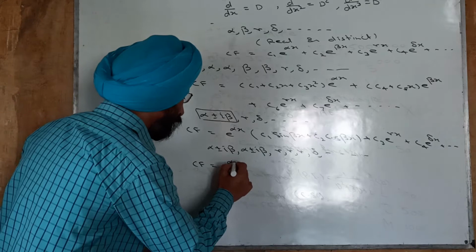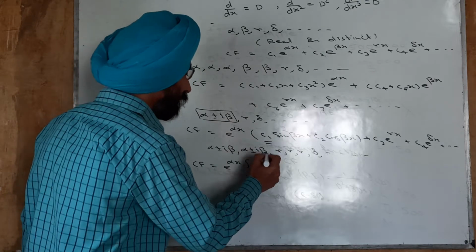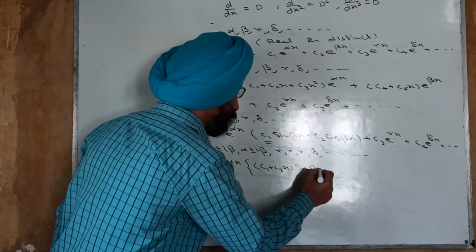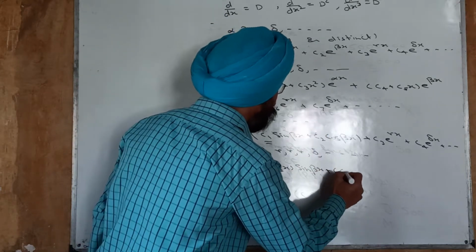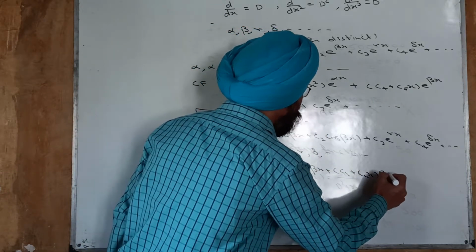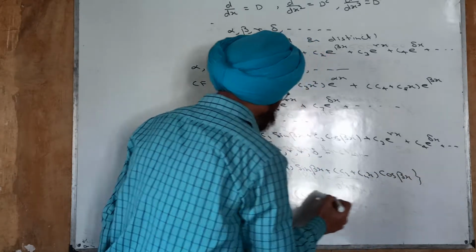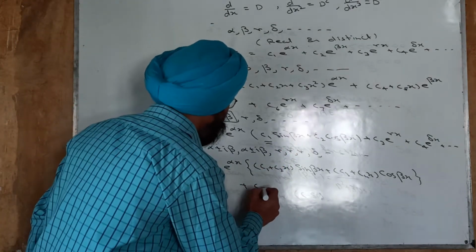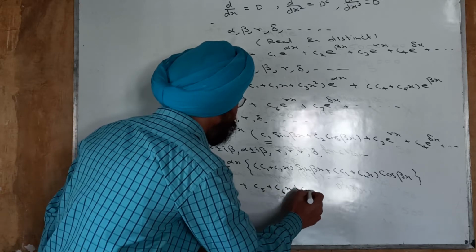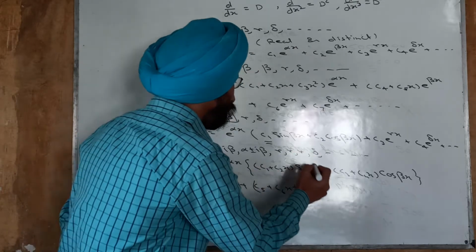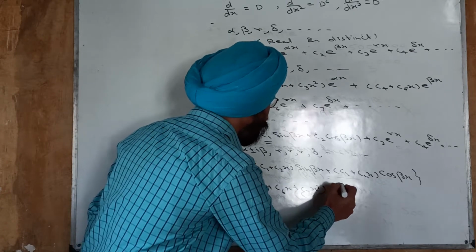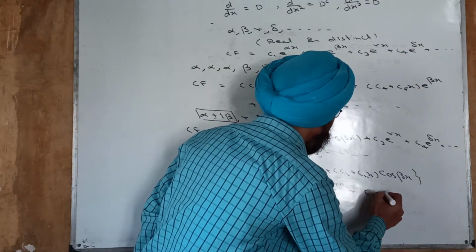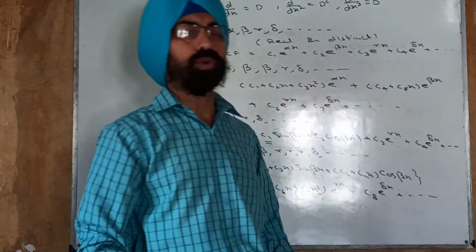It will be e raised to the power alpha x. In place of C1, you will have (C1 plus C2x) sin beta x. Similarly, for C2, you will have (C3 plus C4x) cos beta x plus. Now, gamma is also occurring 3 times. It is a real root. So it will be (C5 plus C6x plus C7x square) e raised to the power gamma x plus delta is a simple root occurring once only, so you will get C8 e raised to the power delta x plus if more roots are there.